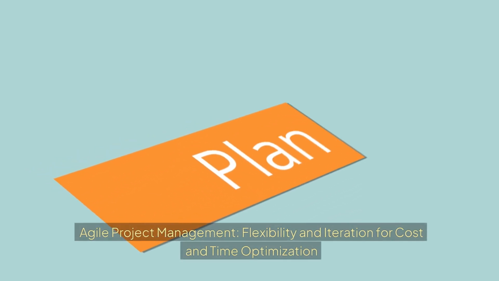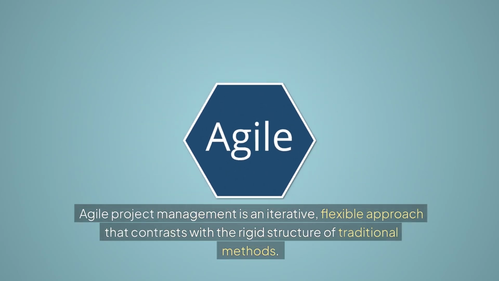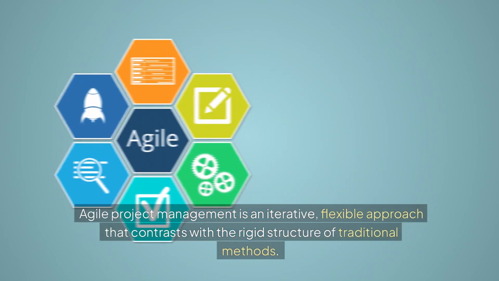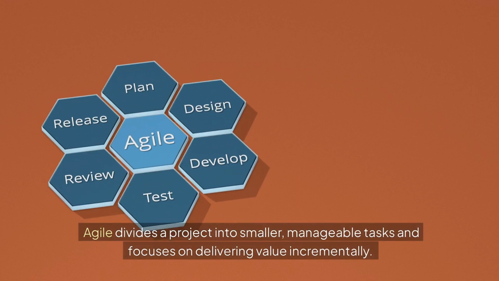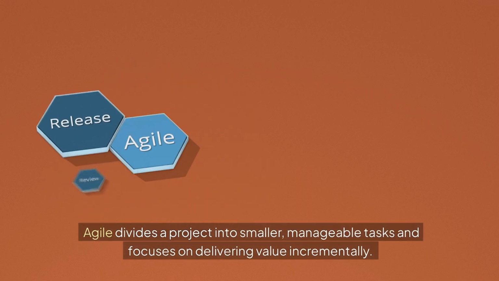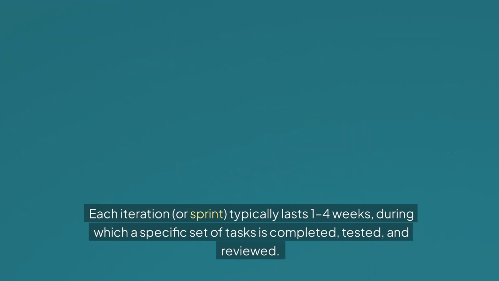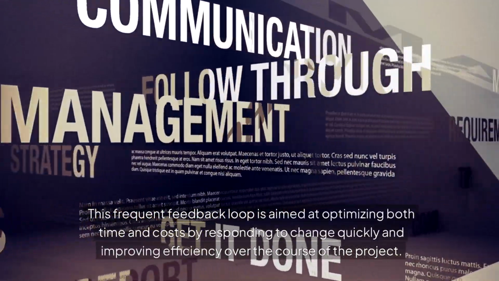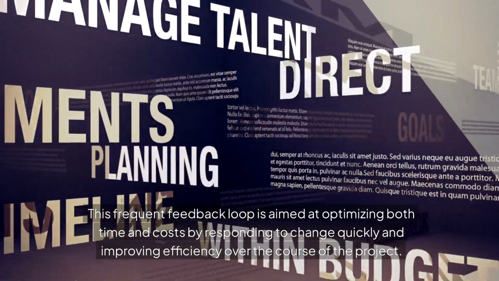Agile project management: flexibility and iteration for cost and time optimization. Agile project management is an iterative, flexible approach that contrasts with the rigid structure of traditional methods. Agile divides a project into smaller, manageable tasks and focuses on delivering value incrementally. Each iteration, or sprint, typically lasts 1 to 4 weeks, during which a specific set of tasks is completed, tested, and reviewed. This frequent feedback loop is aimed at optimizing both time and costs by responding to change quickly and improving efficiency over the course of the project.